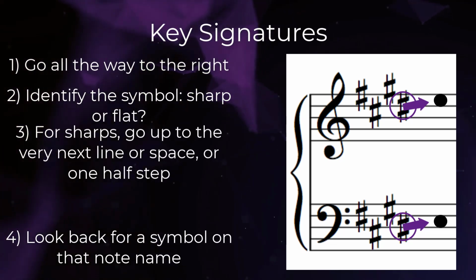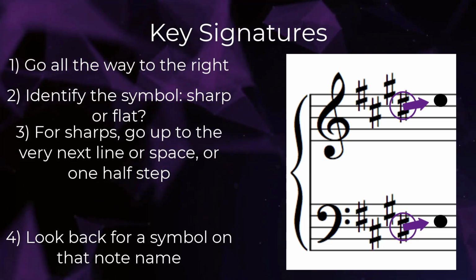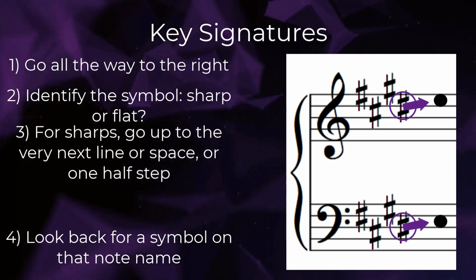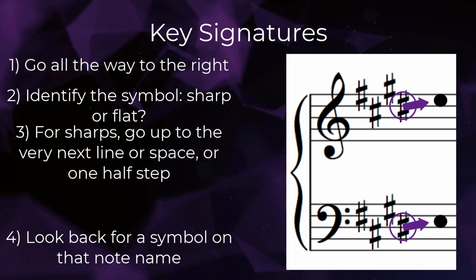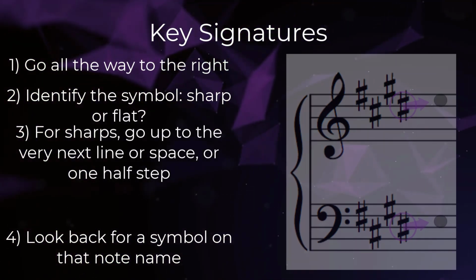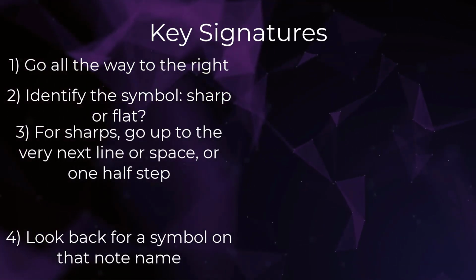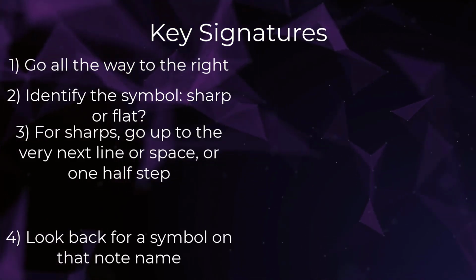If there is a sharp or flat on that note, you must include that in your key name. If not, then just include the name of the note that you drew. Here, there is no sharp on E, so we have deduced this is E major. Done. Simple as that. For flats, follow the same steps 1 through 3.